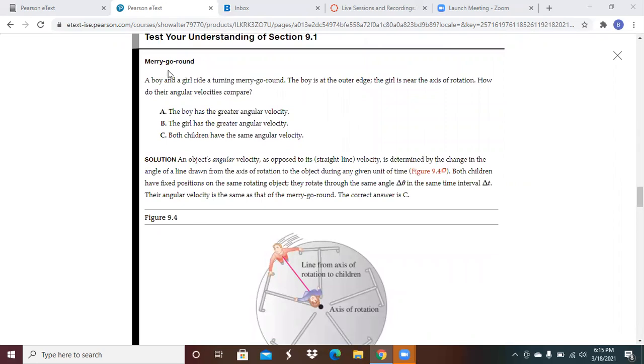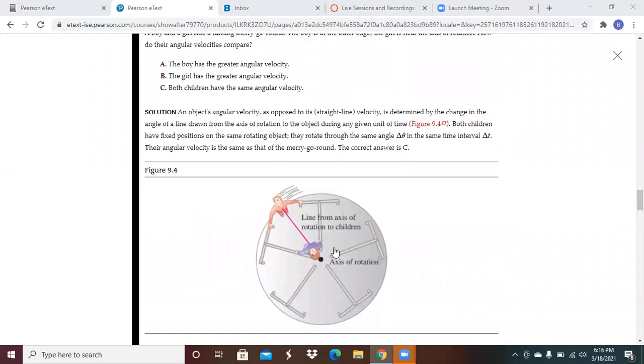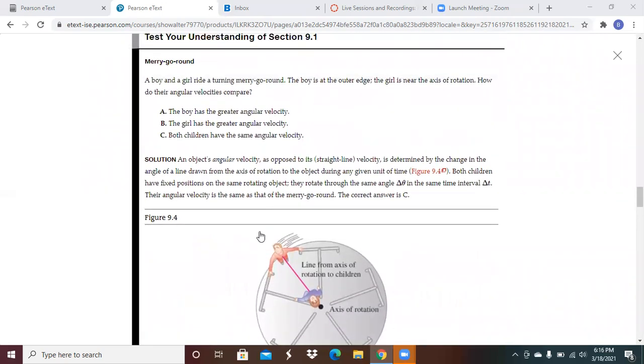So let's take a look here. Our merry-go-round, if any of those out there still exist. You've got a boy and a girl that are riding on a merry-go-round, so you can see them here. The boy is at the outer edge. The girl is near the axis of rotation. How do their angular velocities compare? So does the boy have a greater angular velocity? Does the girl, or do they have the same?